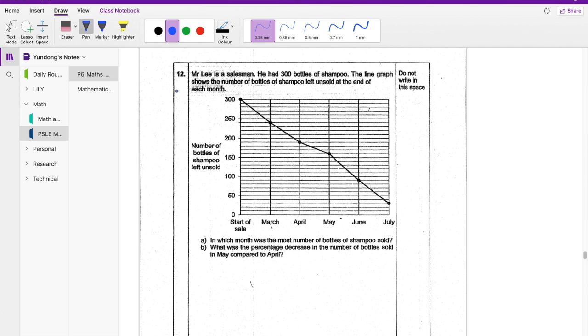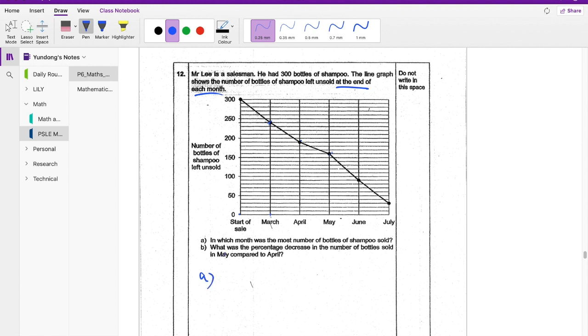Okay, question 12. Mr Lee is a salesman. He has 300 bottles of shampoo. The line graph shows the number of bottles of shampoo left unsold at the end of each month. So it's very important when you see the graph here, right? You need to be clear what this number means. So this means at the end of the month, how many shampoos are left? So here we see the start of sale. So March here means by the end of March he will have this number of shampoos, right? Then April is this one, then May is this one, right?